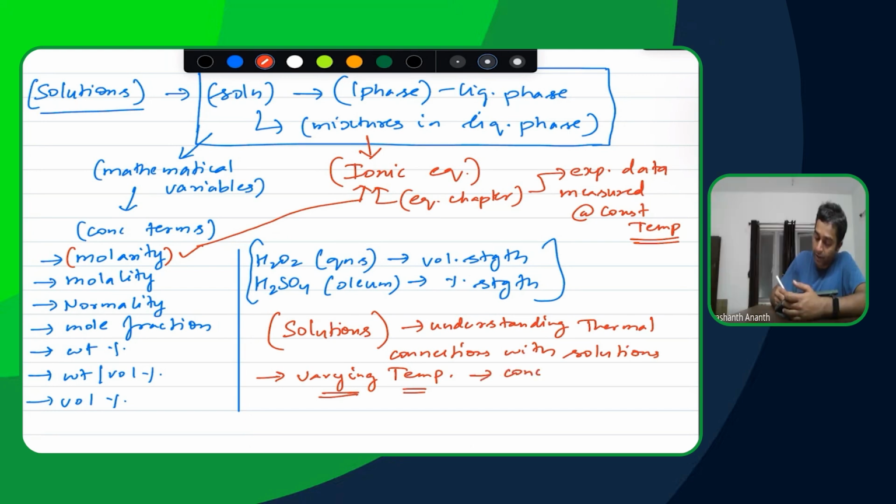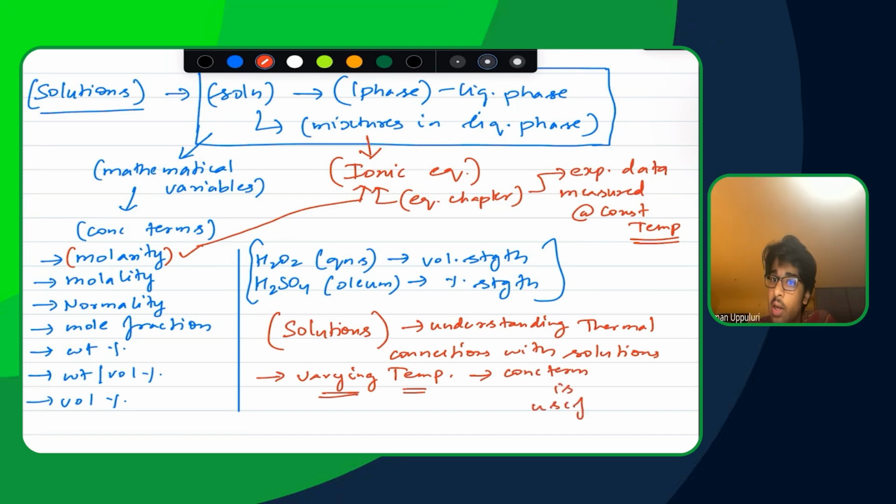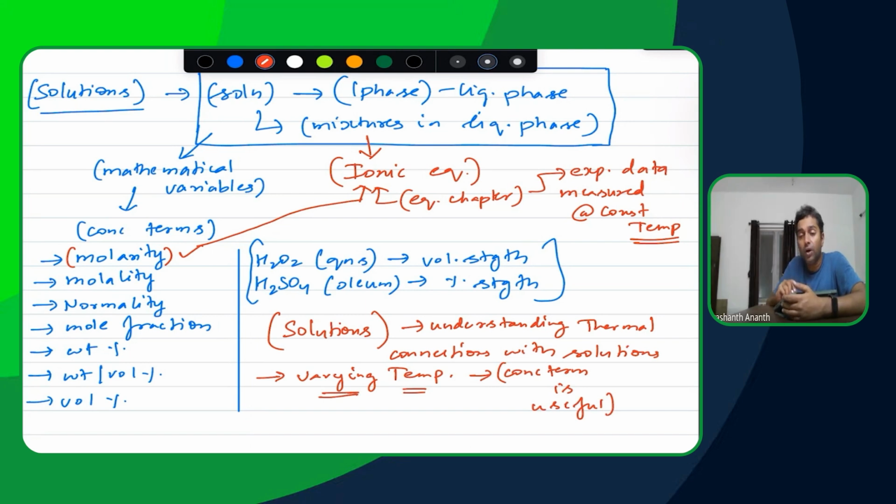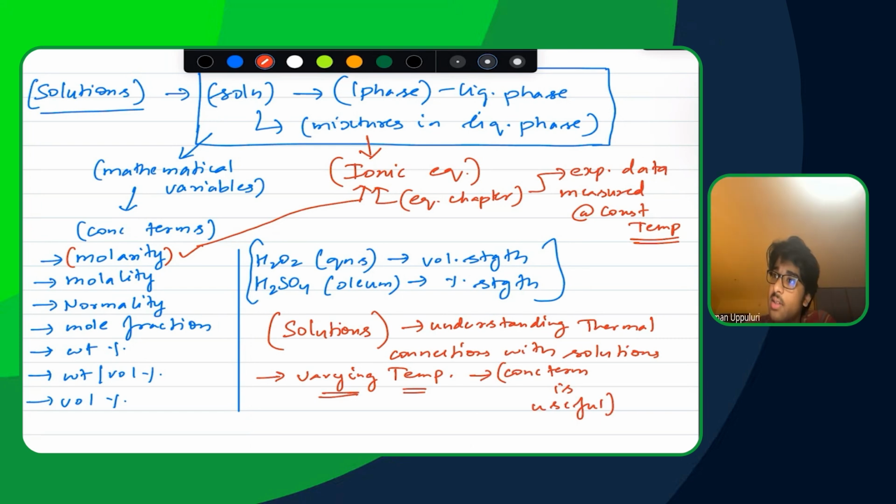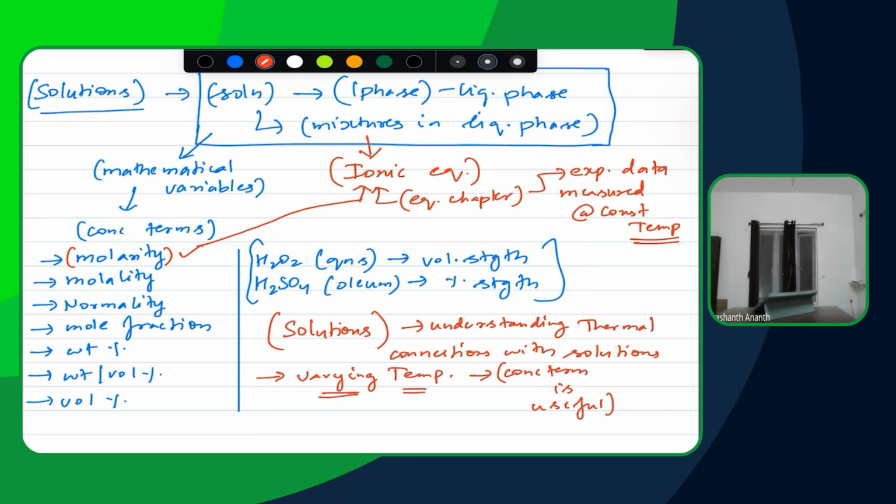Which concentration term is useful now? Molarity. Molarity is moles per liter of solution. Yes, so it deals with volume of solution. If it deals with volume of solution here, then there is a problem now. What is the problem if it deals with volume of solution? Can you tell me?